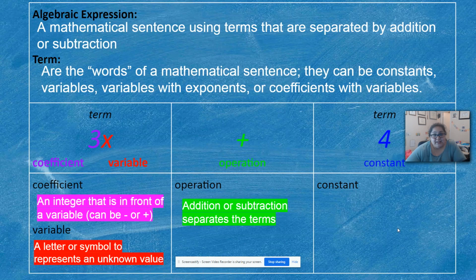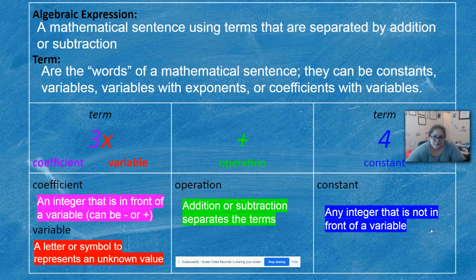Now, the word constant is what we say for an integer that does not have a variable. That means there's no variable next to it, in front of it, or behind it. It's not attached to it.